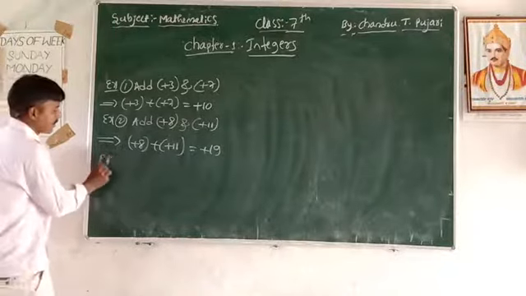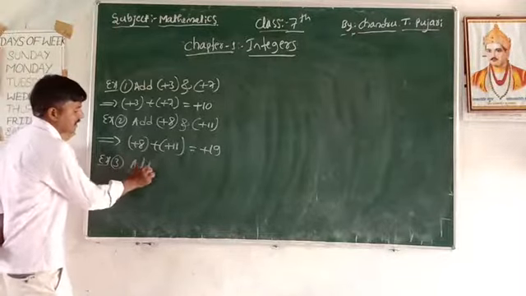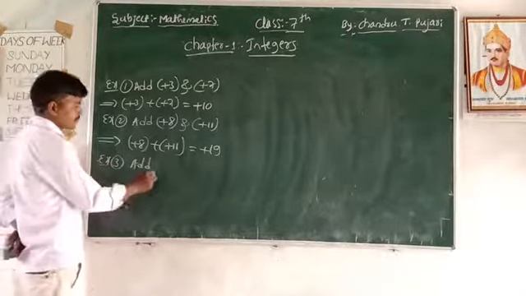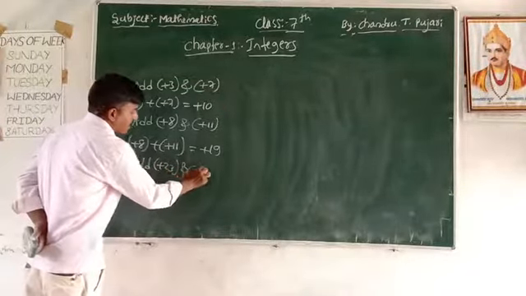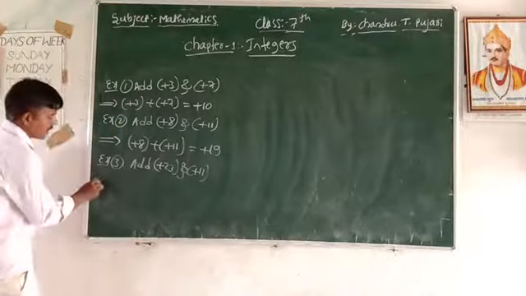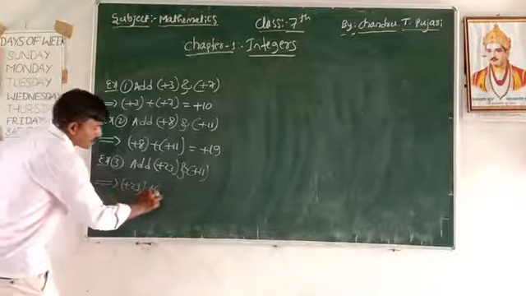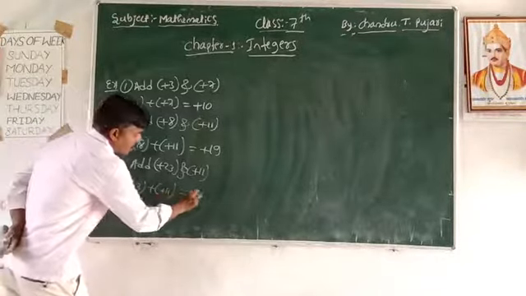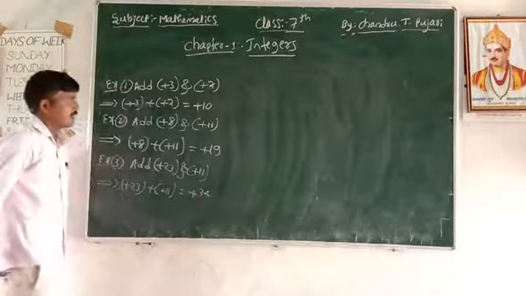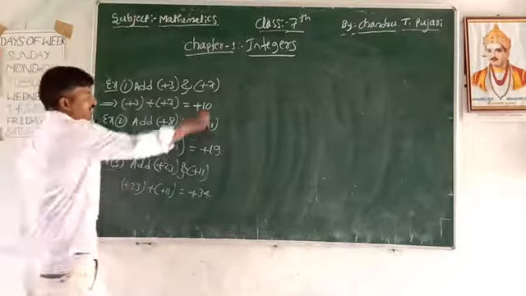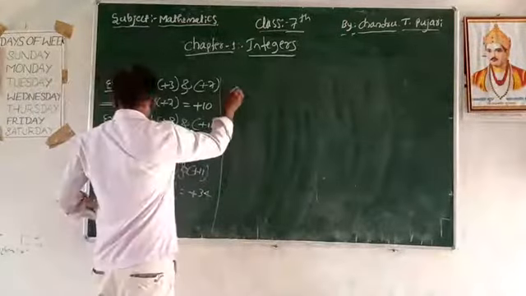Next, example number 3. Add plus 23 and plus 11. Again add means addition, plus 23 plus 11. Again the first rule applies, only plus. 23 plus 11 is 34. These all three examples are based only on the first rule.